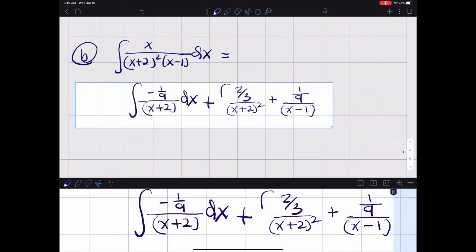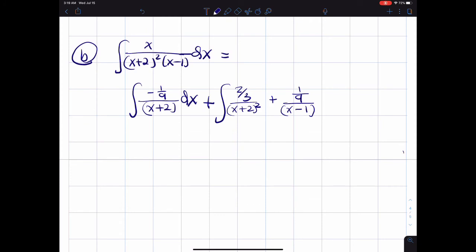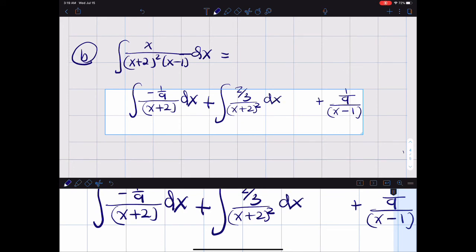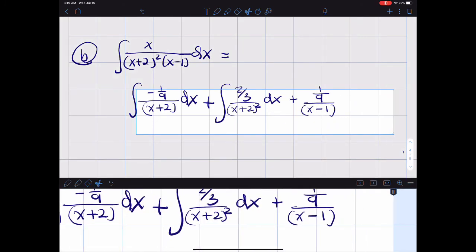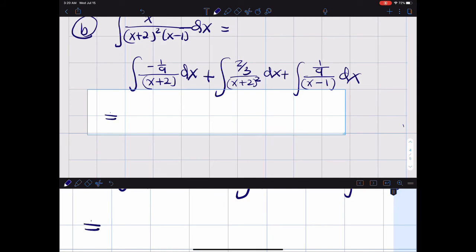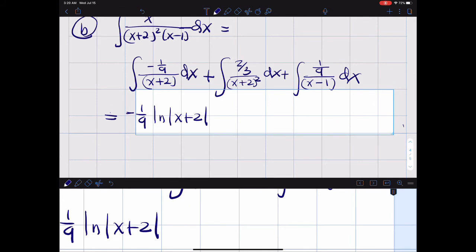Plus dx, oh, there's a squared here. Plus dx. All right, the first one, definitely 1/2 natural log of x plus 2. The second one is not that easy.